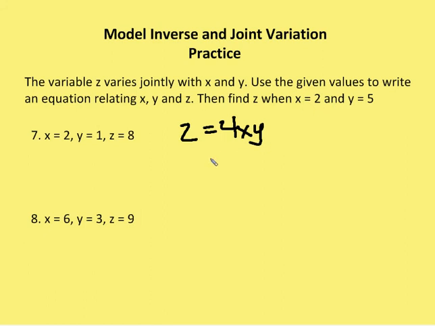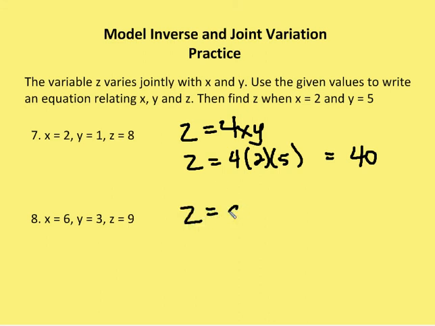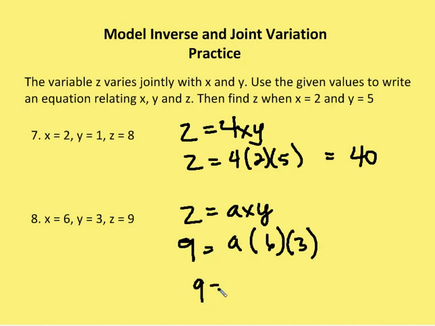And I solve when x is 2 and y is 5. So I have z is equal to 4 times 2 times 5. Z is equal to 40. All right, last problem, and we're all done, at least for this lesson. So I have the model z is equal to a times x times y, when z varies jointly with x and y. I'm going to figure out my a value. Z is going to be equal to 9, is equal to a times x, which is 6, times y, which is 3. I have 9 is equal to 18a, and a is going to be equal to 1/2.